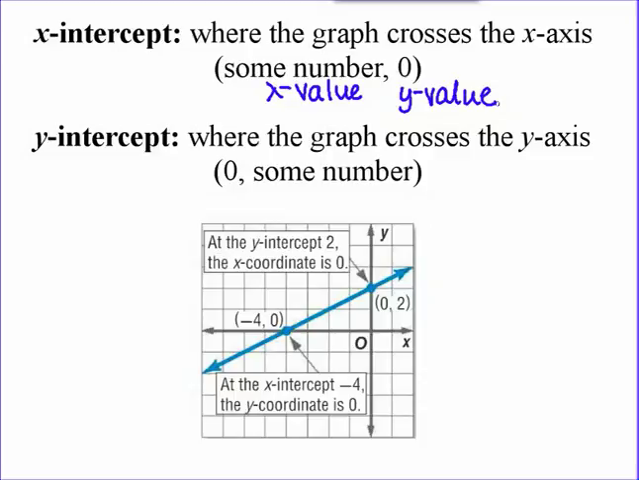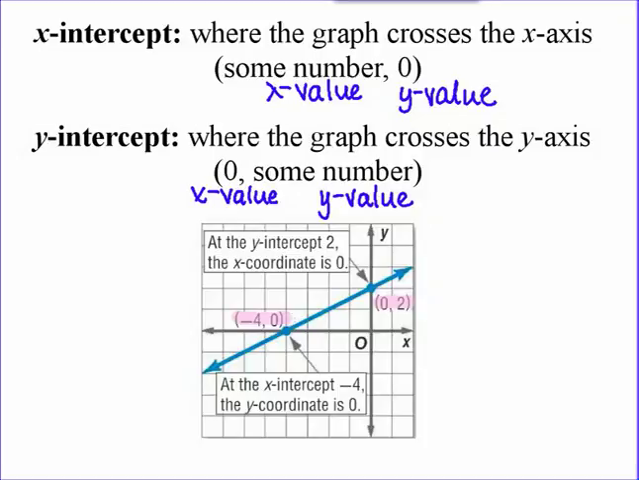Now the y-intercept is where the graph crosses the y-axis. So what is your x value there? 0. So here's your x value, here is your y value. And if you notice there's a picture down below. It says here at the y-intercept 2, the x-coordinate is 0. So this is our point for the y-intercept. At the x-intercept -4, the y-coordinate is 0. So here is your point for the x-intercept.